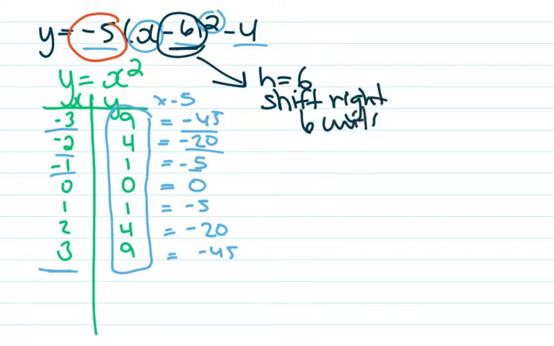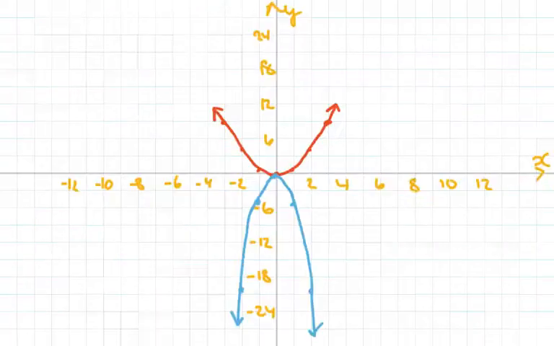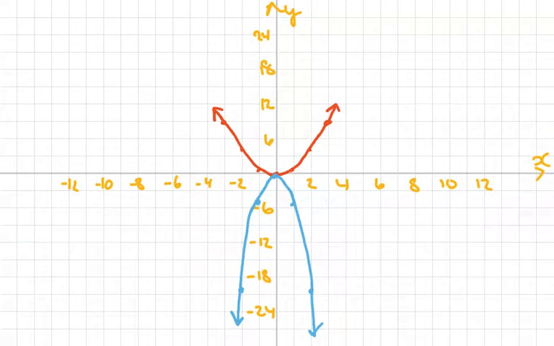So each point, I'm not going to use a table of values for this one. I'm just going to take each point on my blue one, and I'm going to move it to the right 6. So starting with 0, 0, would now go 1, 2, 3, 4, 5, 6. That would now land right there.